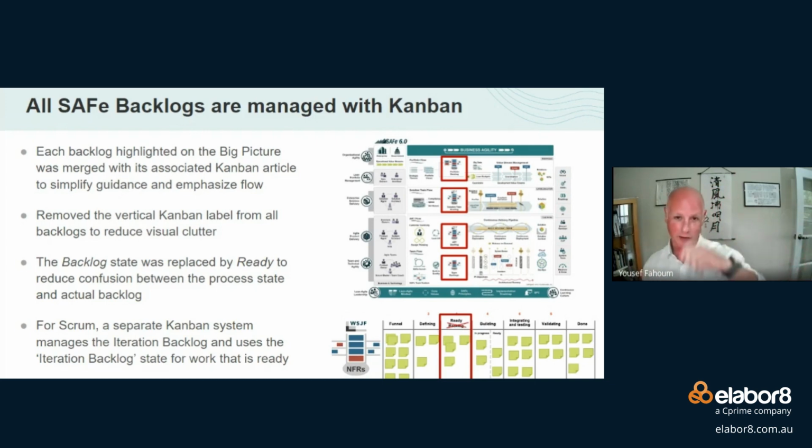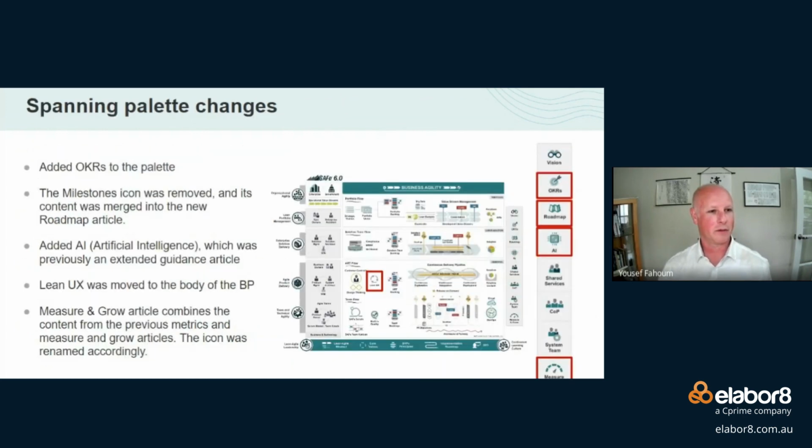That also tips the hat to working on our definitions of ready and done. How can it be ready to be in that column? What's our policy for that? And for Scrum, a separate Kanban system is there to manage the iteration backlog and uses iteration backlog as its label in that ready state. Okay. Next slide. What have we got here?